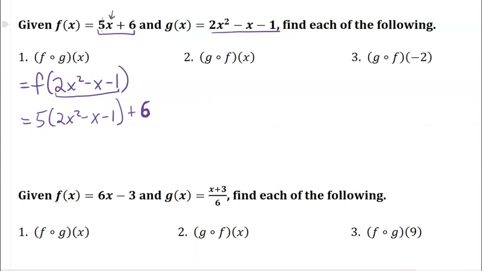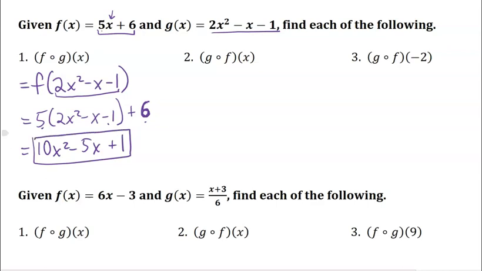Now, I do need to simplify this, so I'm going to distribute the 5. So we have 10x squared minus 5x. And then here I have a negative 5 plus 6. I'm going to go ahead and combine that. If you want to do it in two steps, you can. I just did it in one. So here is my function for f of g of x.